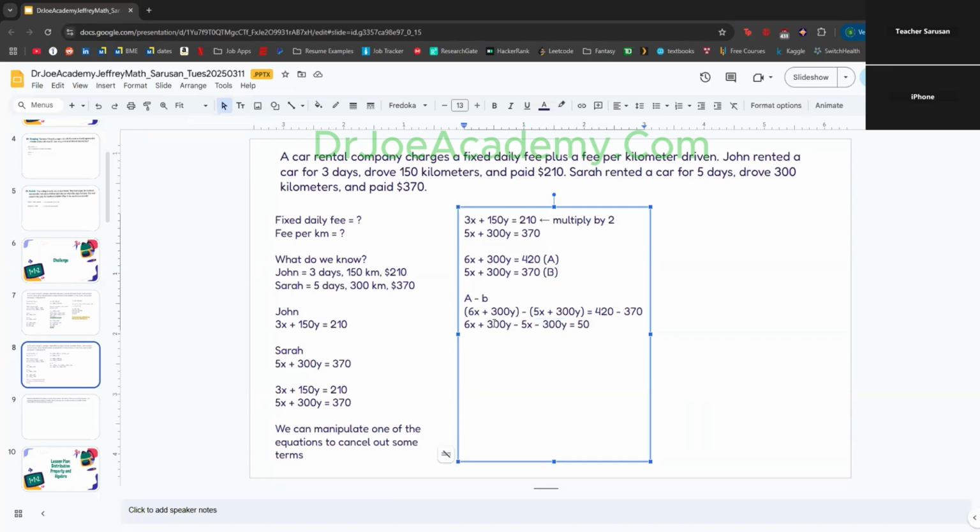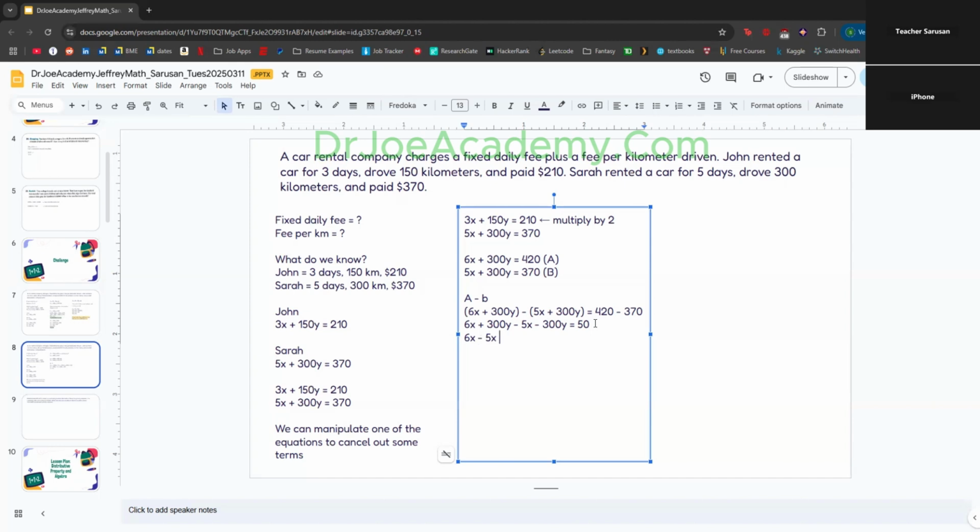All right, so now we end up with 6x plus 300y minus 5x minus 300y equals 50. What is the next step here? Can you rearrange it so you're subtracting, maybe make it 6x plus negative 5x? Yep, plus negative 5x is the same as minus 5x. So 1x. Yeah, for sure.